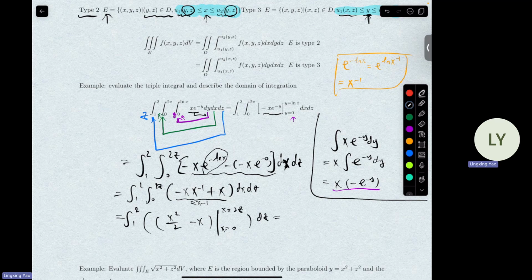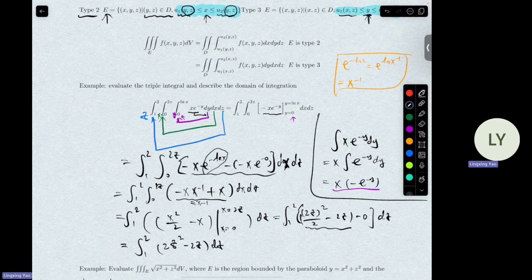All right, so this is equal to 2z squared over 2 minus 2z, subtract x equals 0 is just 0. Easy. So this is becoming 4z squared over 2, which is 2z squared. This is the integral for z from 1 to 2. So this is 2z squared minus 2z dz, right?